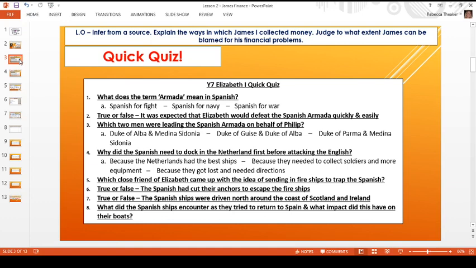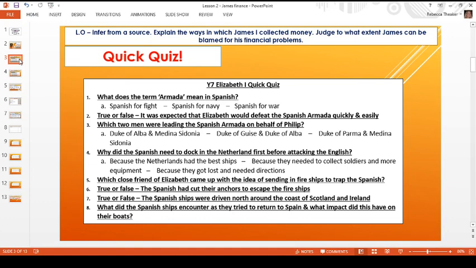First one, what does the term armada mean in Spanish? Is it A, Spanish for fight? B, Spanish for navy? Or C, Spanish for war? Question 2. True or false? It was expected that Elizabeth would defeat the Spanish Armada quickly and easily. Is that true or false?